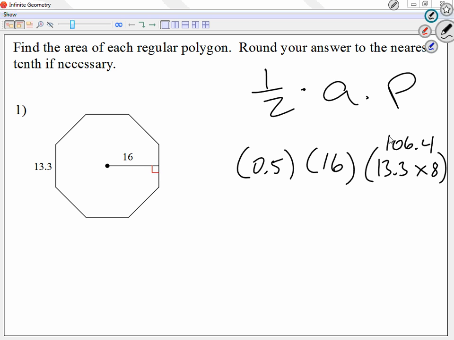So 1/2 times the apothem times perimeter. Multiply that out, and you should get 851.2.